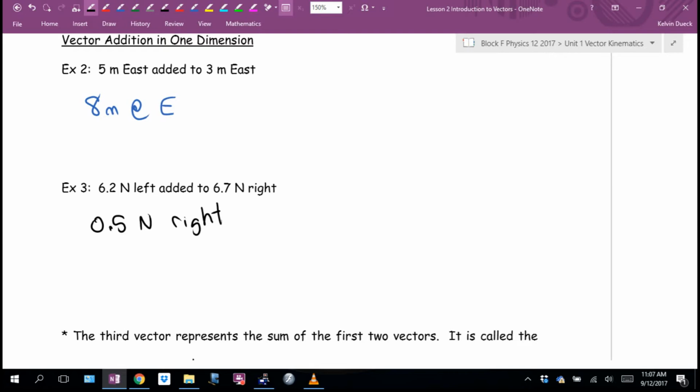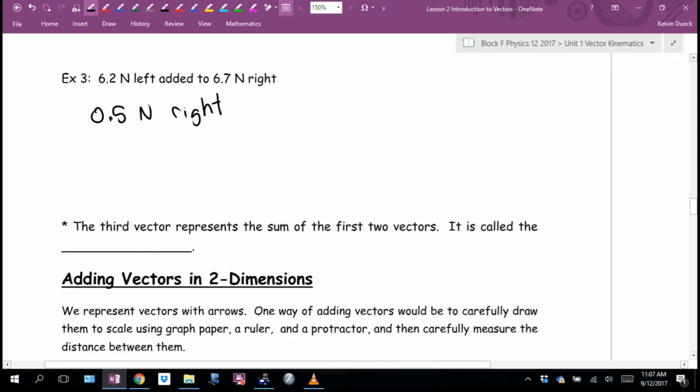Those two answers, the 8 and the 0.5, that third vector represents the sum of the first two vectors. We have a fancy name for that. We call it the resultant. When you add two vectors together, the combined answer is called the resultant. Heck, when you add more than one vector together, the answer is the resultant.